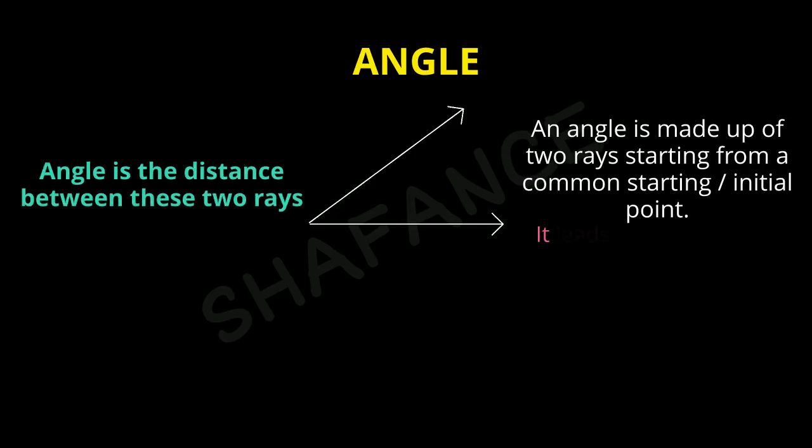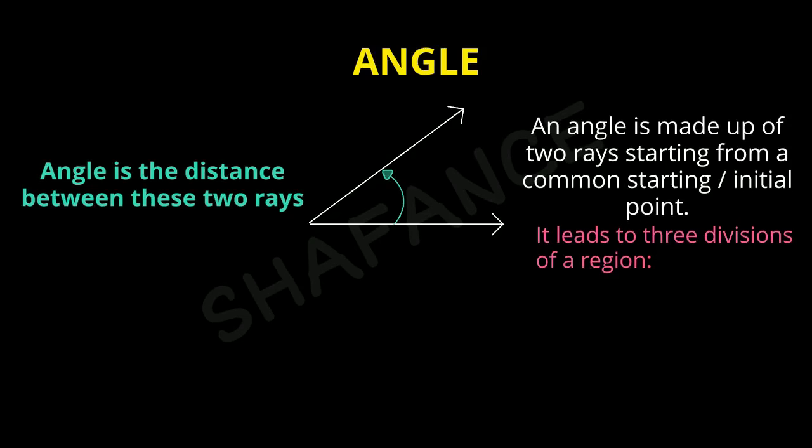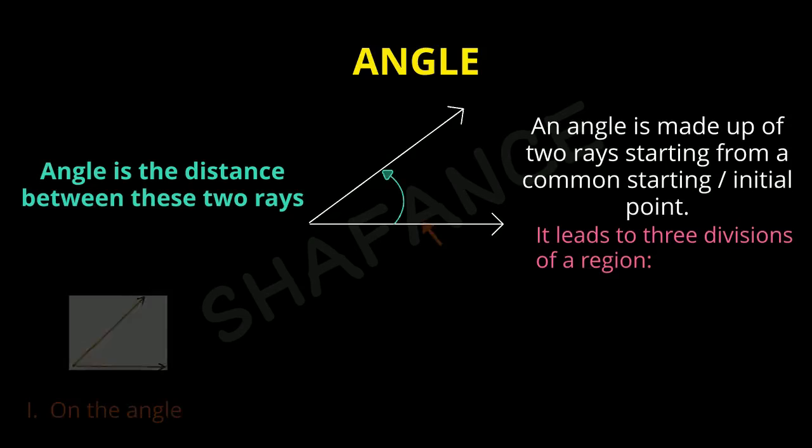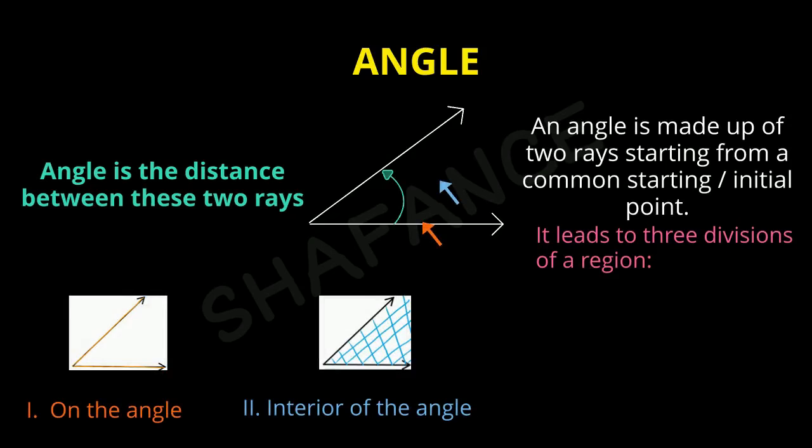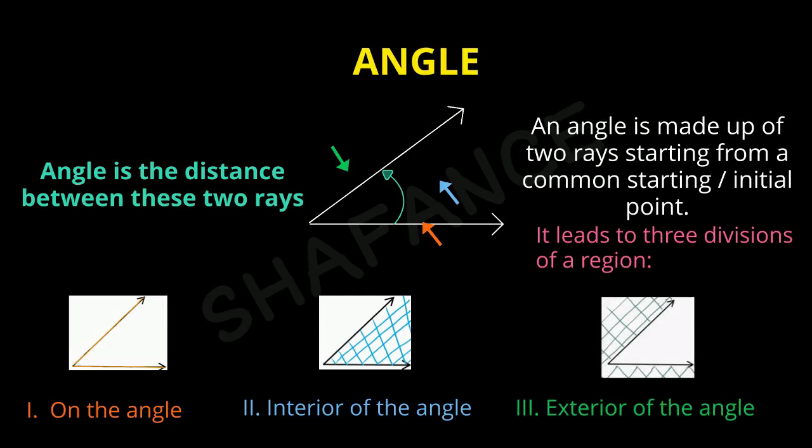When an angle is formed, it leads to three divisions of a region. The first is on the angle, second, interior of the angle, third, exterior of the angle.